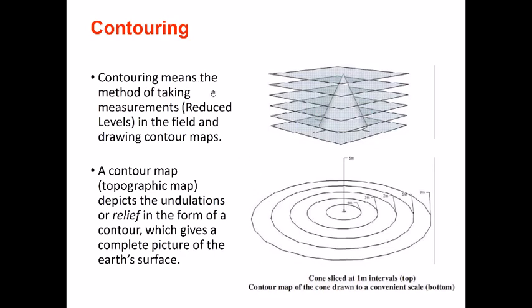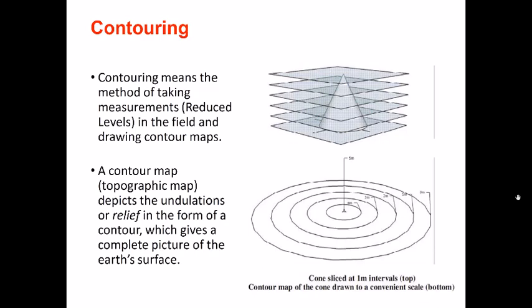So contouring means the method of taking measurements or reduced levels in the field and drawing contour maps. In order to draw the contour maps, the first step is to take levels in the field. And you can do that by the methods that we have discussed in this course, or some other methods that you'll study in the next course, which are quicker.